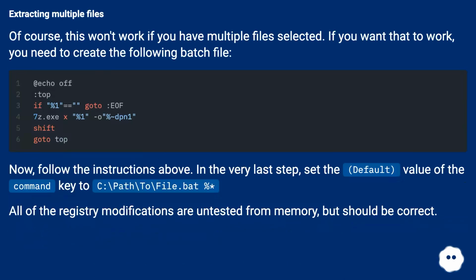Extracting multiple files. Of course, this won't work if you have multiple files selected. If you want that to work, you need to create the following batch file. Now, follow the instructions above. In the very last step, set the default value of the command key to c:\path\to\file.bat %*. All of the registry modifications are untested from memory, but should be correct.